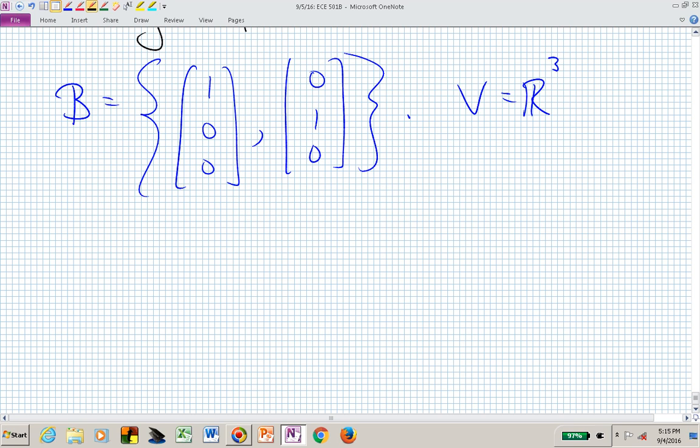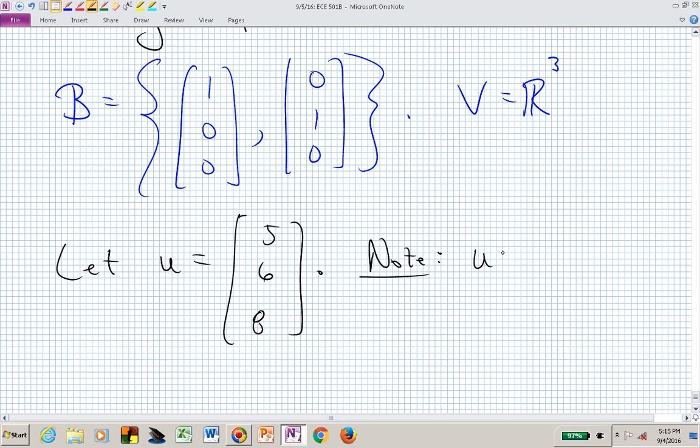vector in our set B that has a component in the third dimension or in the third coordinate or in the z direction. So let's now find a vector u that's not in the span of B, and let me just arbitrarily say, well, 5, 6, 8 cannot be expressed as a linear combination of those two vectors, v1 and v sub 2. Hopefully it's clear then that this choice of u is such that u is not contained in the span of B.